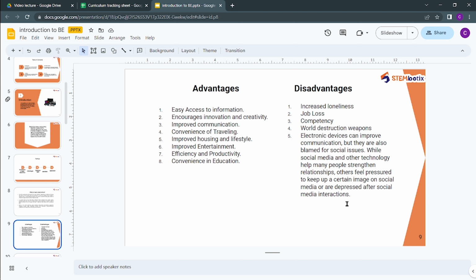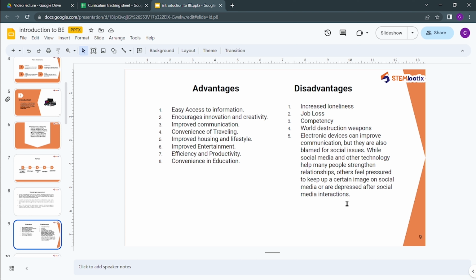Now, improved communication. Using mobile phones and laptops, you can connect with anyone anywhere. Like if you have relatives or friends miles away from you, you can just call them in one touch, or you can see them in video calls.